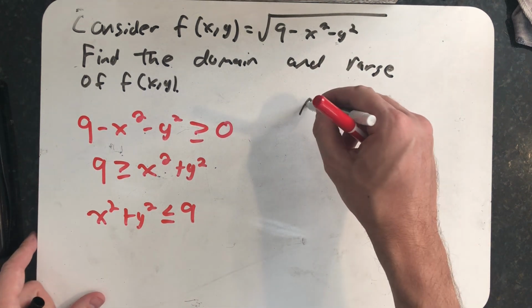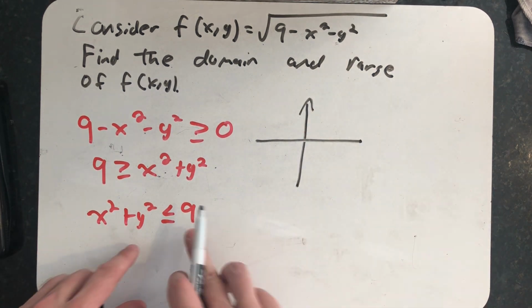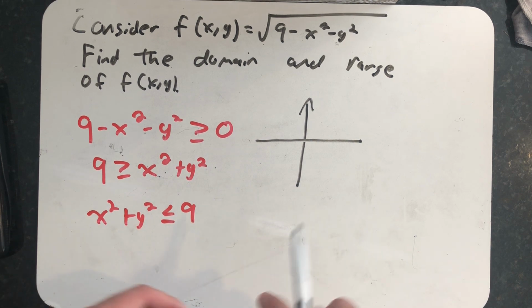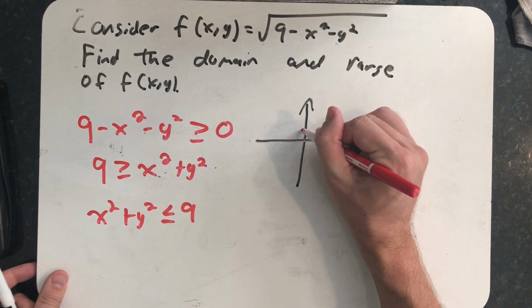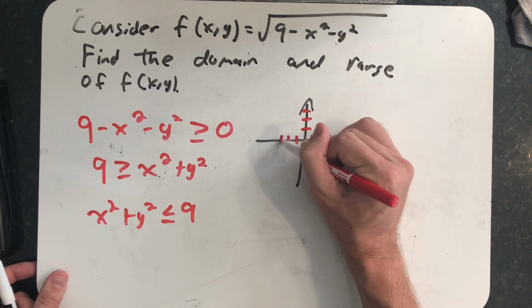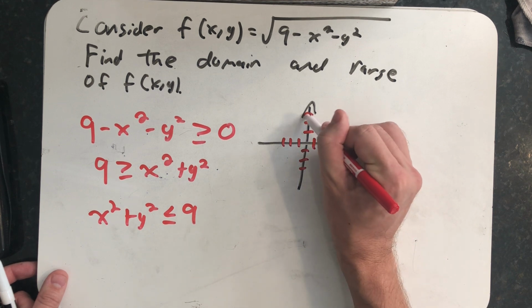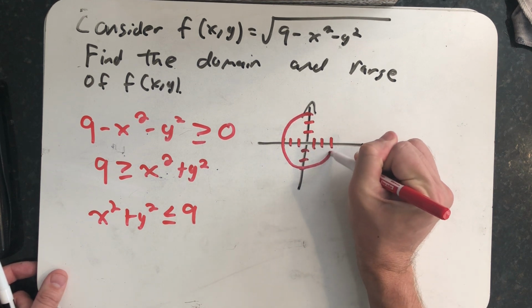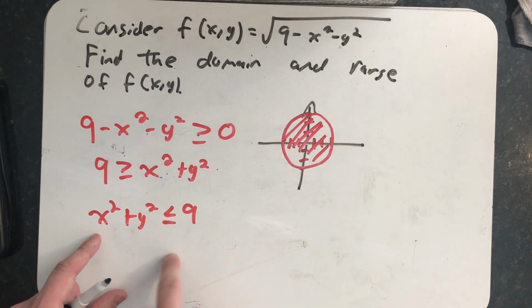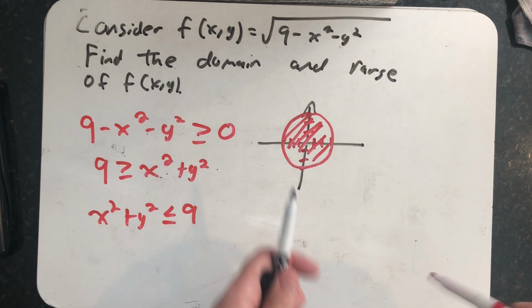So here's my domain. All of the points where x squared plus y squared is less than or equal to 9. Well, if I think about x squared plus y squared equals 9, that's a circle centered at the origin with a radius of 3. Turning it into an inequality, I need to shade the inside to have all the points where I'd get x squared plus y squared is less than or equal to 9. So there's my domain.